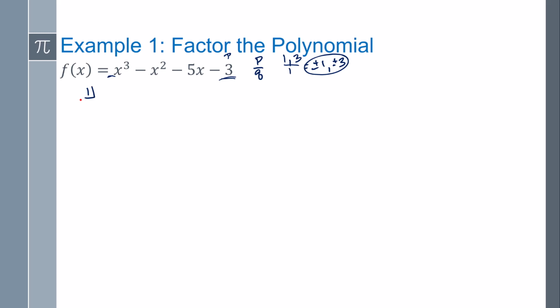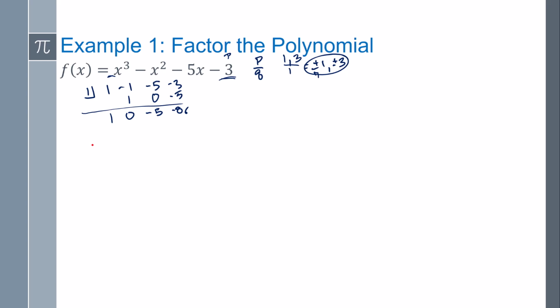So let's try 1. We write the leading coefficients, 1, -1, -5, -3, and we go through and we try and divide it. Add straight down, multiply, add straight down, multiply, add straight down, multiply, add straight down. Now, because my remainder is -8, it doesn't work. I couldn't destroy this polynomial. So we try the next one.